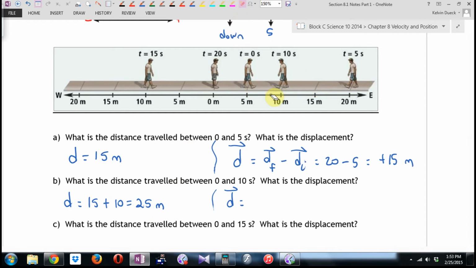What about my displacement? Don't worry about keeping track of anything. Displacement is going to be final minus initial. Change in. What's my final position?